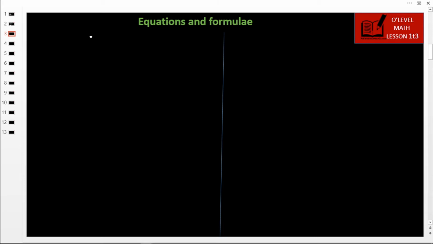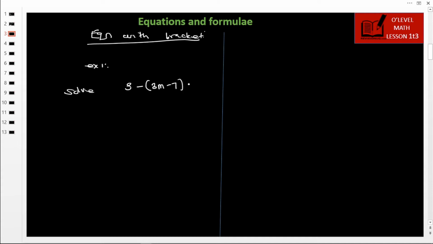Let us now look at equations with brackets. Let us see how we can solve equations that have brackets. Our example number 1 says solve 3 minus 3(m minus 7) is equal to 43. So we have 3 minus 3(m minus 7) is equal to 43.